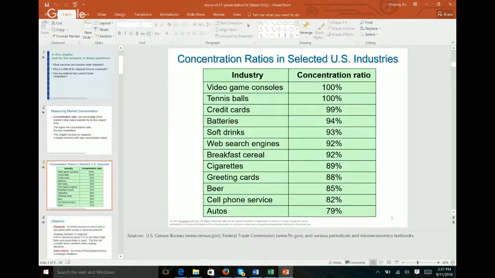Okay, so they list some of these other examples. For example, video game consoles. That's Xbox, Nintendo, and Sony. That's about it, right? So the top three companies actually control 100% of all the video game consoles. So that's your concentration ratio.